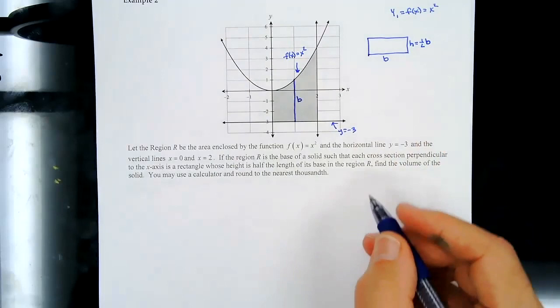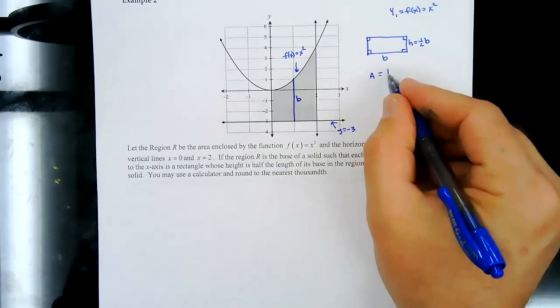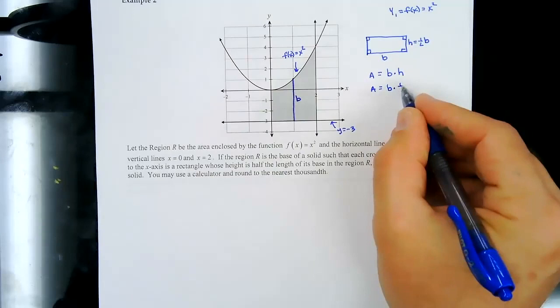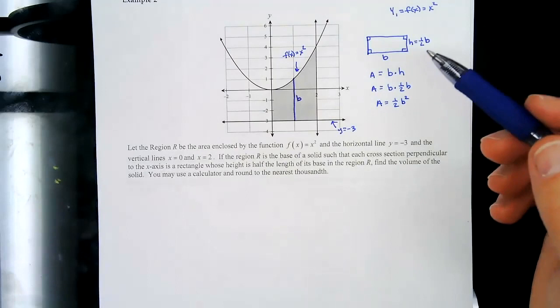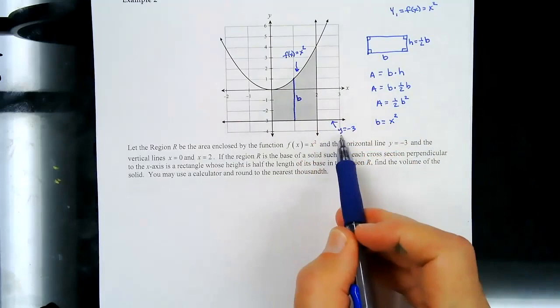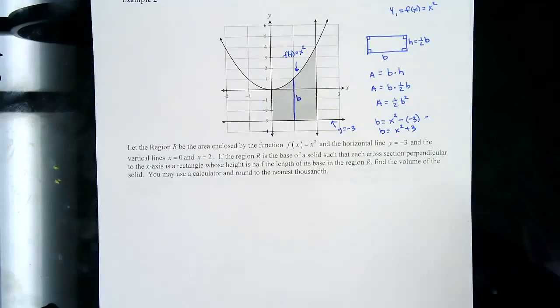So the area for this rectangle would be base times height. But we know this height we can replace with half the base. So the area is equal to base times 1/2 the base, or the area is 1/2 the base squared. Now to get the area, we have to figure out the base. The base is again going to be top minus bottom. So B is equal to x squared minus -3. That means my B is x squared plus 3. Let me get rid of that little mark I just made right here.